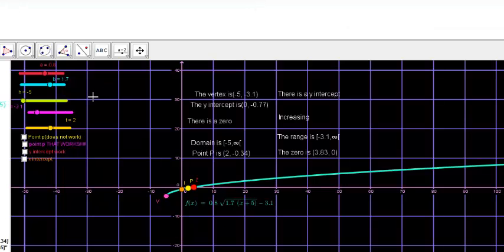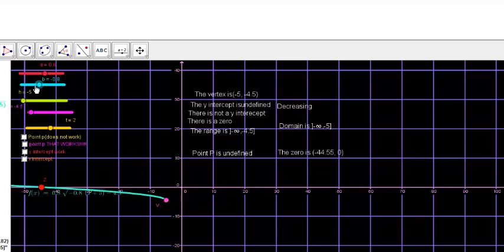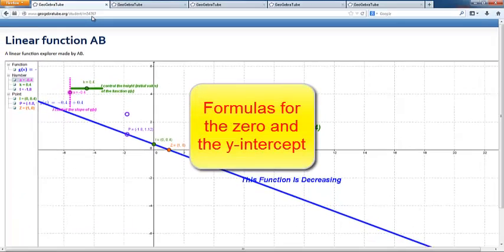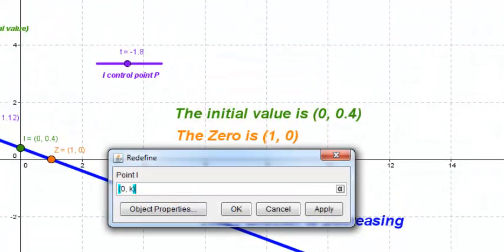Same thing for the quadratic. Same thing for the square root function. It all had to be accurate for whatever the current function was. In order for that to happen, they had to figure out, first of all, a formula for the y-intercept, for example, and type that in using the parameters. So there's the formula for the y-intercept of the linear function and the formula for the zero of the linear function.